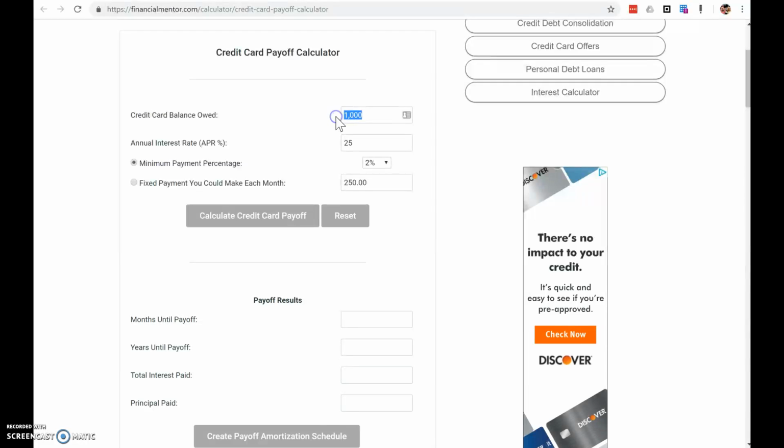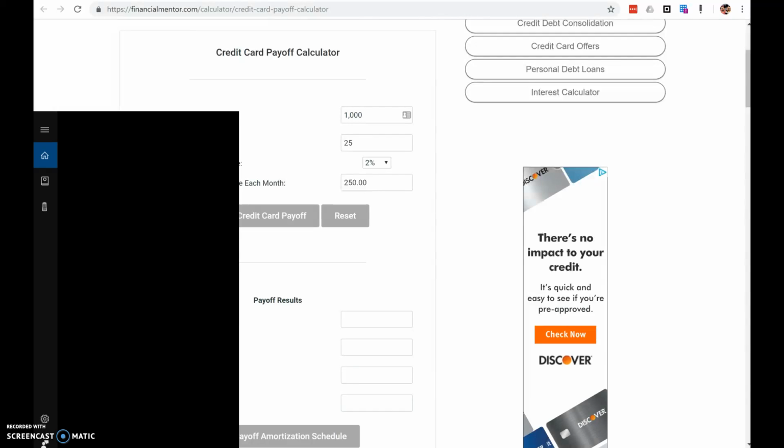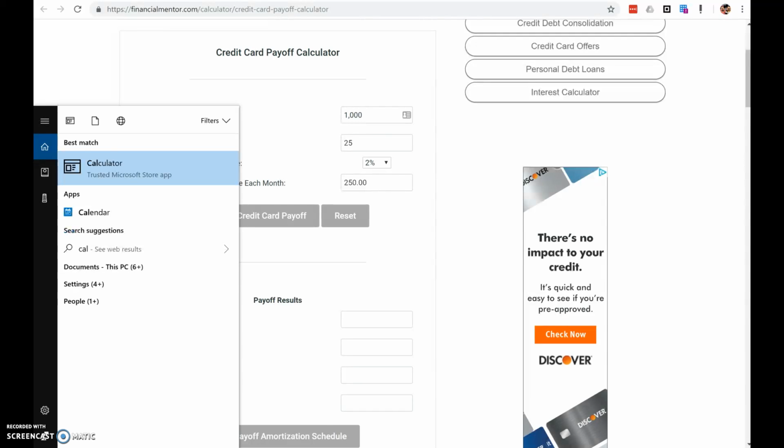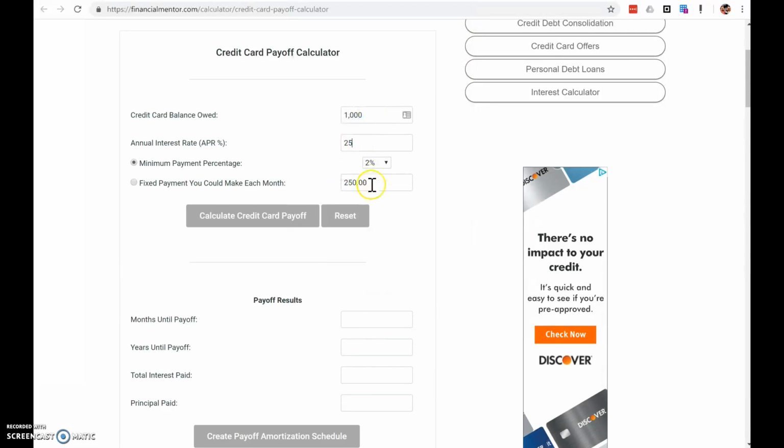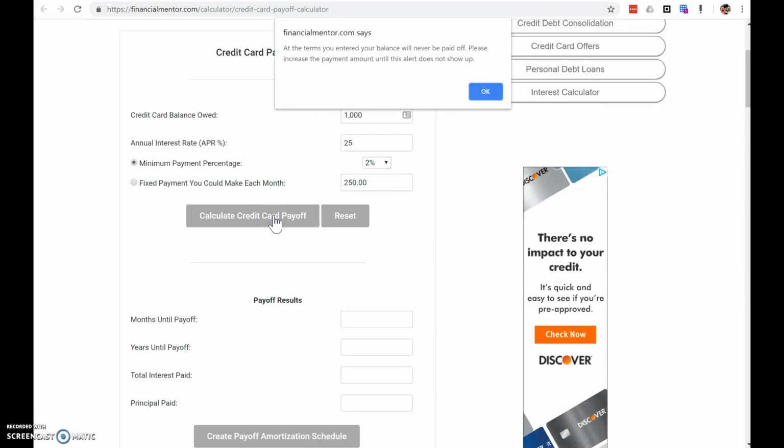Here's your $1,000. That's how much I spent on my one item. I know my typical APR is 25%. I ask you to put the 2% minimum balance, the minimum payment. So if I have a calculator opened up, here's a calculator. $1,000 times 0.02. So my minimum payment's going to be $20 a month. So if I was just going to pay $20 a month, how long would it take me to pay it off? Click calculate.